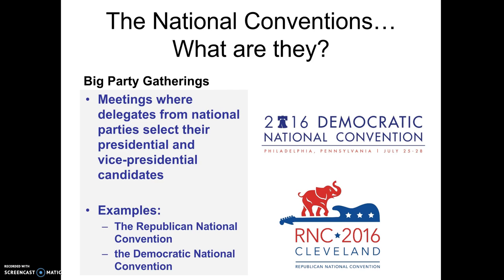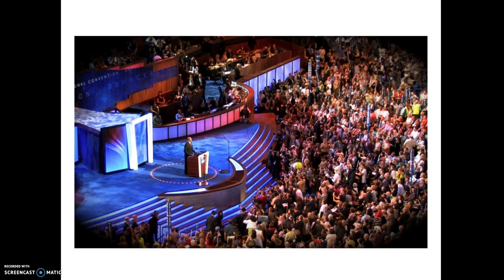They happen typically in major cities so that they can draw in a lot of people. The 2016 Democratic Convention happened in Philadelphia in the summer of 2016, and the Republican National Convention happened in Cleveland, Ohio, in the same stretch of time. There's a lot of important things that happen in these national conventions. Let me show you a couple of images of what they look like.